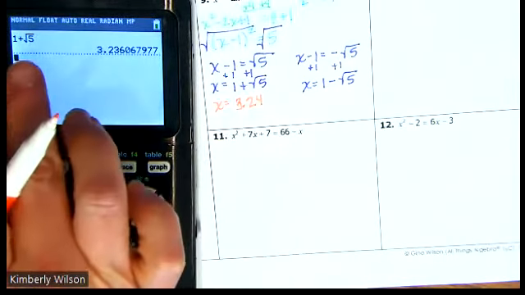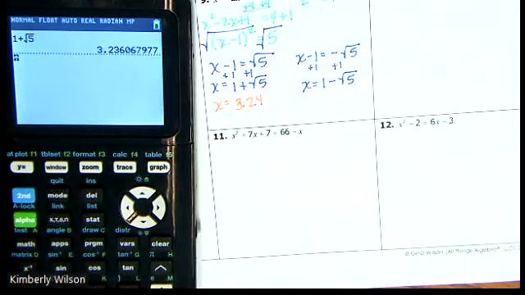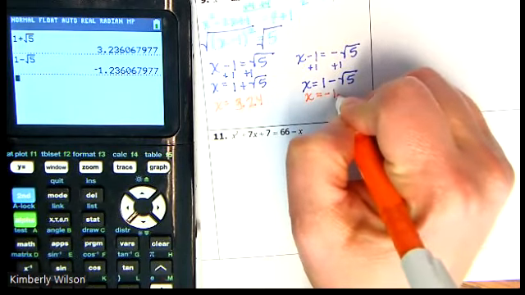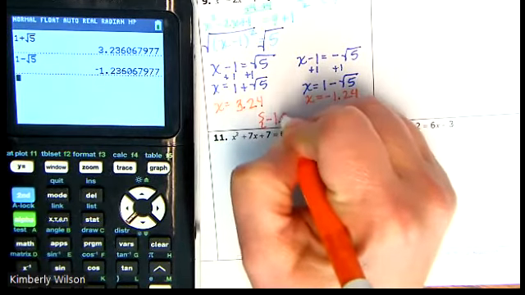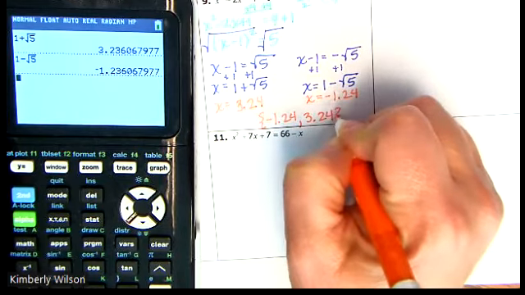So now all I'm doing is changing from a plus to a minus. So I can press second, enter, and it retypes it. And now I can just scroll back and change to minus. Press enter, and I get that x equals negative 1.24. So my solutions are negative 1.24, comma, 3.24.